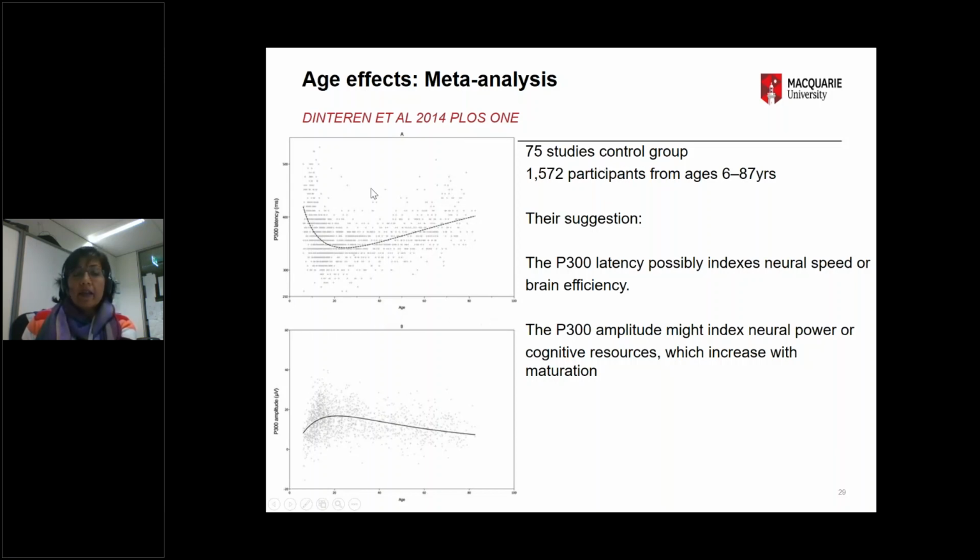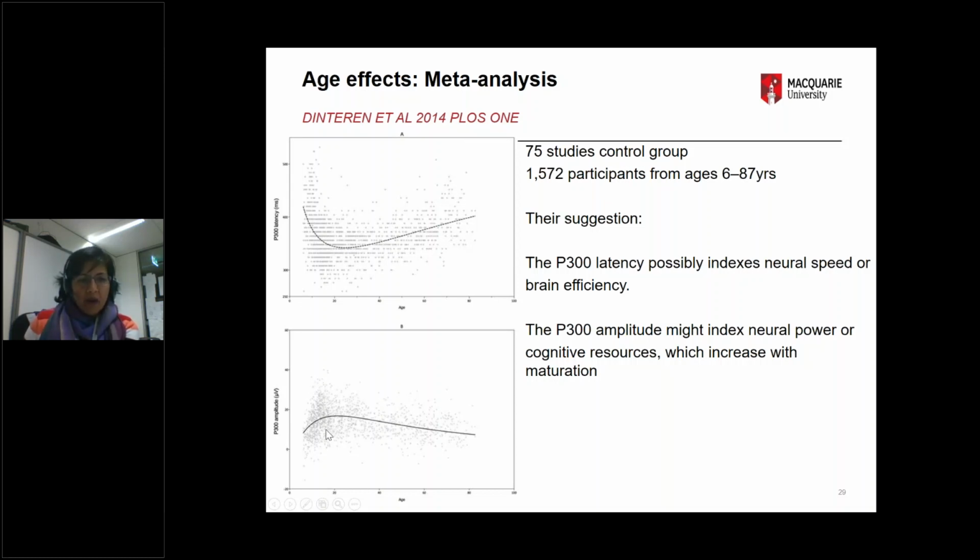They managed to collate about 75 studies, and this data is from about 1,572 participants going from 6 to 87 years of age. And what this is showing is that as you go from 6 to about 20 years of age, the latency is shortening, which is reasonable because myelination gets better, so neural timing decreases. But about 20 years of age, the latency starts to increase again.